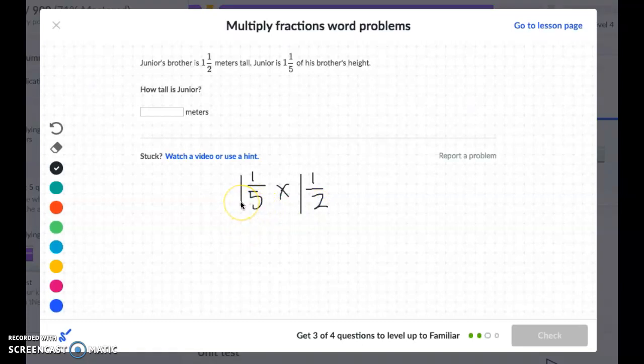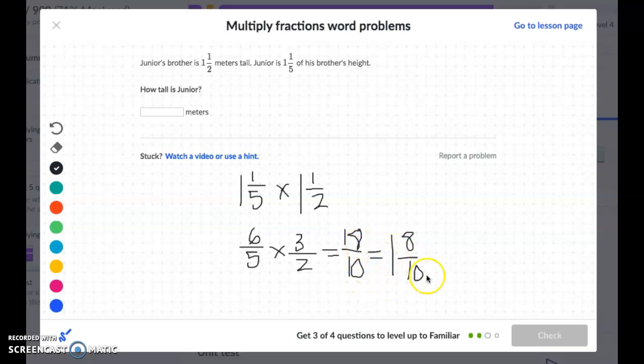So 5 times 1 is 5, plus another one would be 6/5, would be my improper fraction there, times 1 1/2. 2 times 1 is 2, plus another one is 3/2. So 6 times 3 is 18, and 5 times 2 is 10. And then I can simplify because 10 fits into 18 one whole time with 8/10 left over, because 10/10 would be 1, and then I would still have 8/10 left over.